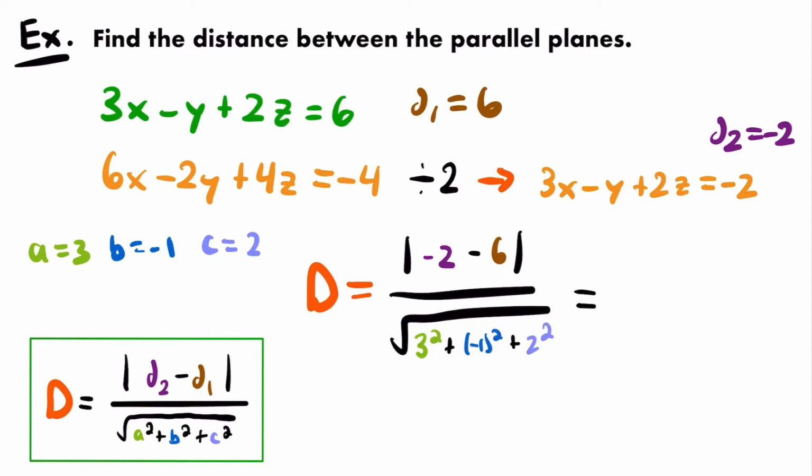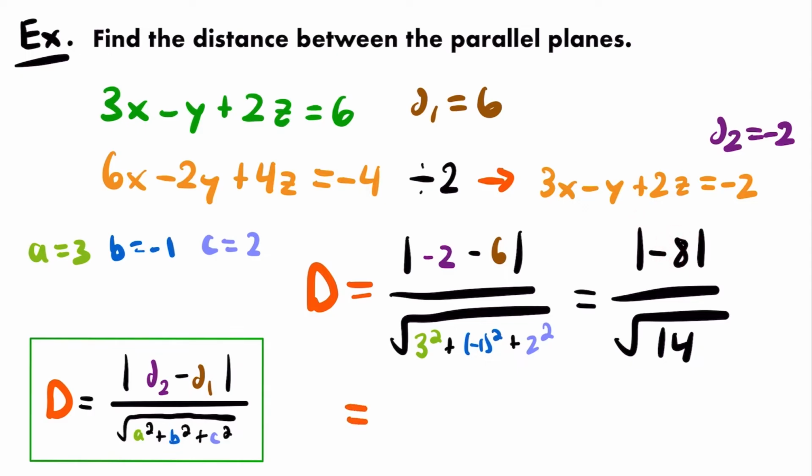And now if we simplify, we'll have the absolute value of -8, because -2 minus 6 is -8, and that will be divided by the square root of 3 squared plus -1 squared plus 2 squared, which is 9 plus 1 plus 4, and that is equal to 14. So we have the square root of 14 in the denominator, and then the absolute value of -8 is +8, so the distance is equal to 8 divided by the square root of 14. And that will be the final answer to this example.